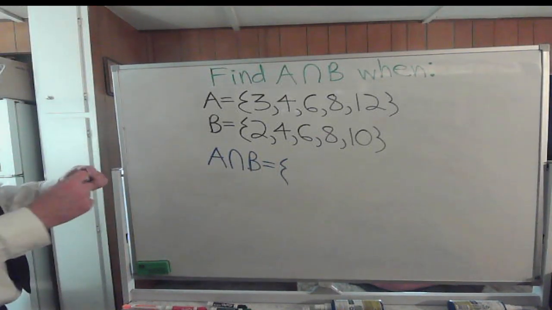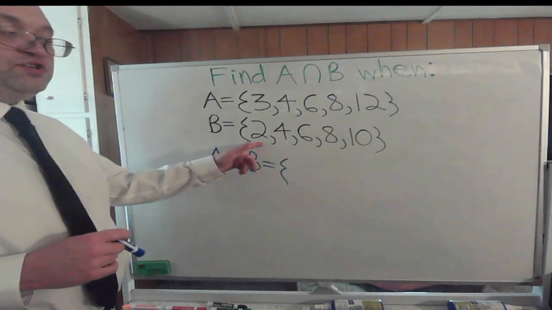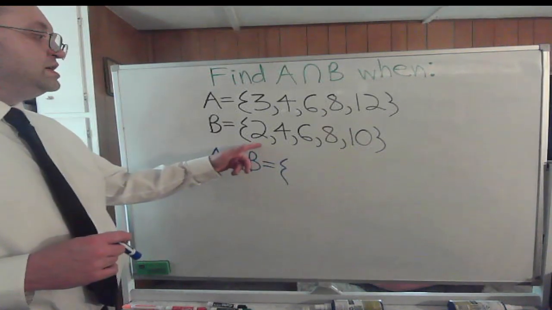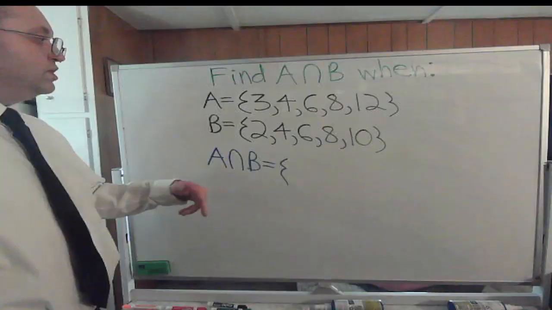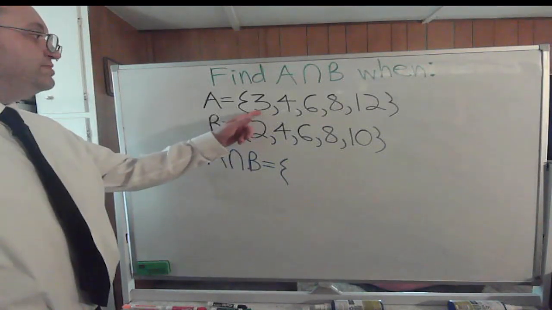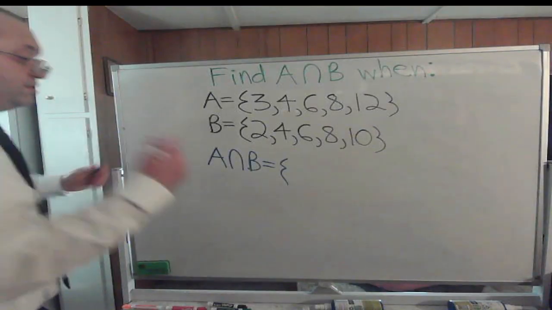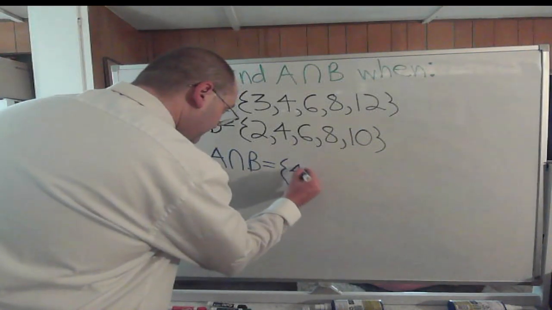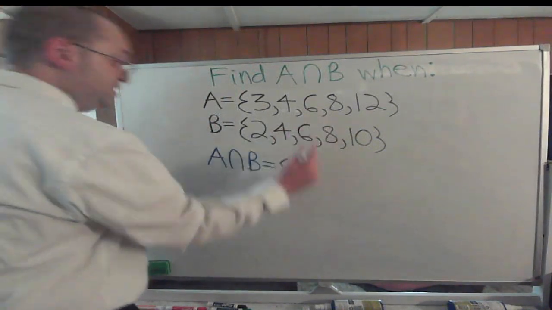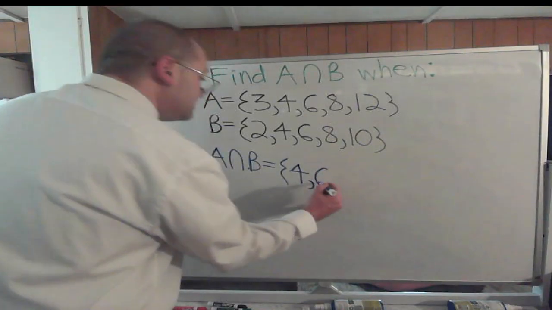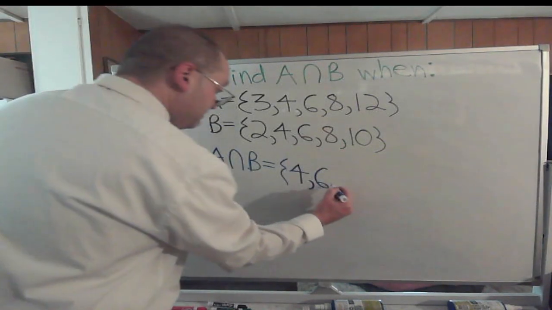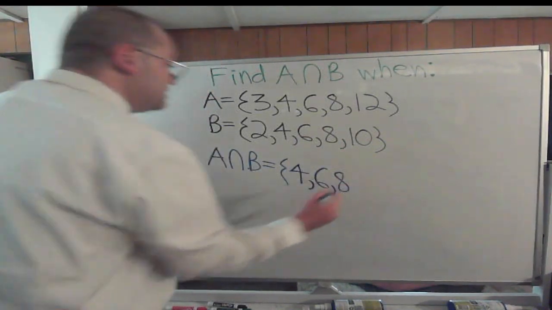So start with your smallest number. Do they have a 2 in common? No. It's only in set B. That's not going to work. How about a 3? Nope, 3 is only in set A. That doesn't work. They both have a 4 in common, though, so 4 would be the first element of the set. They both have a 6 in common. That's the next element. They both have an 8 in common. That's also an element of the set.